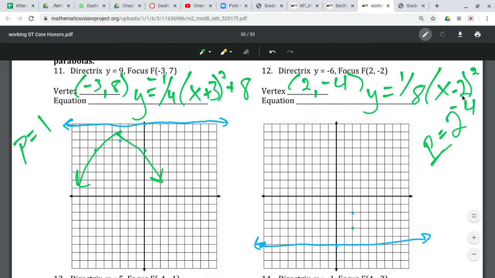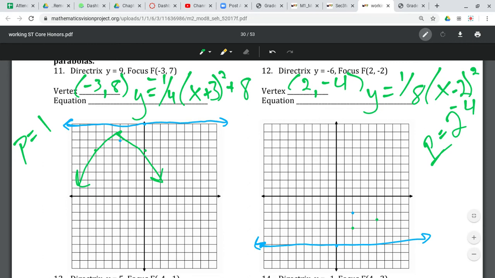Now we need to take and graph this out. So I'm going to use the point x equals 5. So 5 minus 2 is 3. 3 squared is 9. 9 times 1/8 is 1 1/8, minus 4 gives me a negative 2 and 7/8. So we're going to be at 5, so 2, 3, 4, 5, and a negative 1, 2, and 7/8.